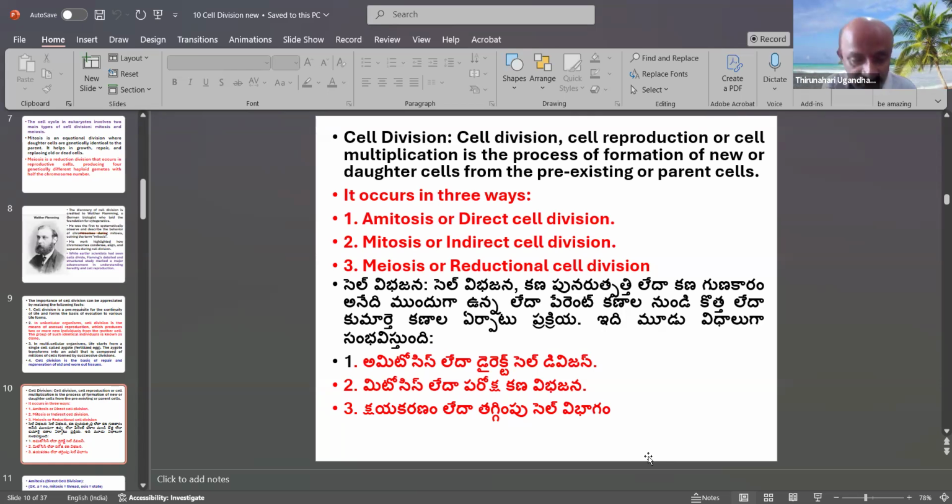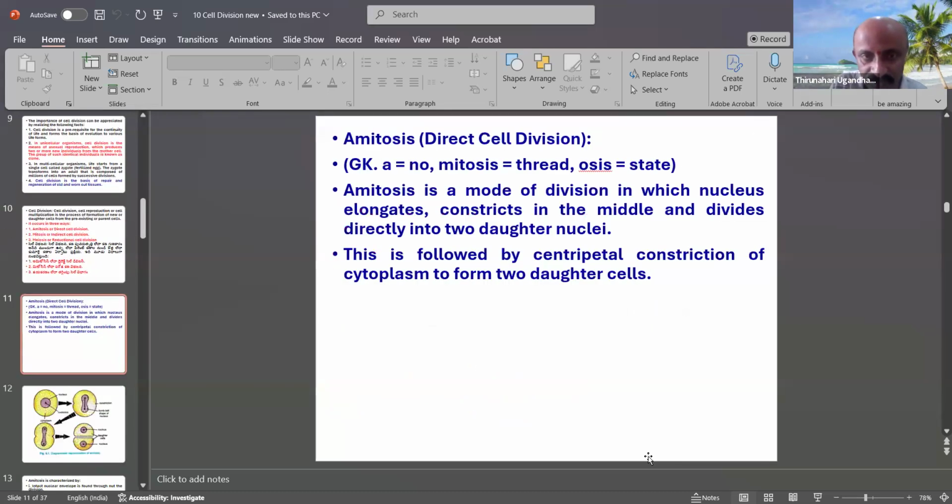These three types of cell division were proposed by hereditary scientists, such as Mendel, and Fleming proposed amitosis, mitosis, and meiosis. These are the three cell divisions. Amitosis means direct cell division. In the Greek word, a means not, and mitosis means thread. Amitosis means not thread.